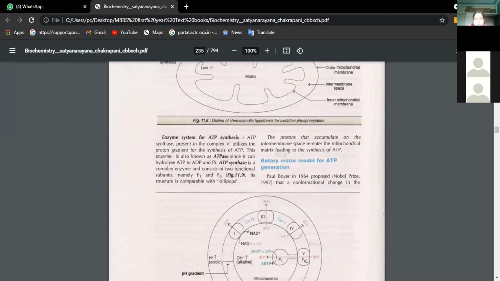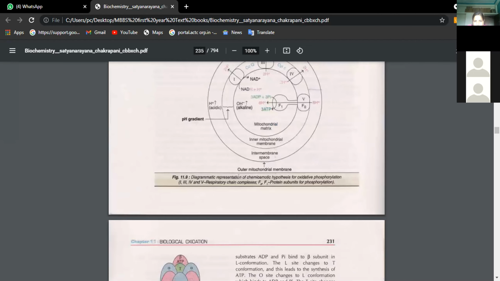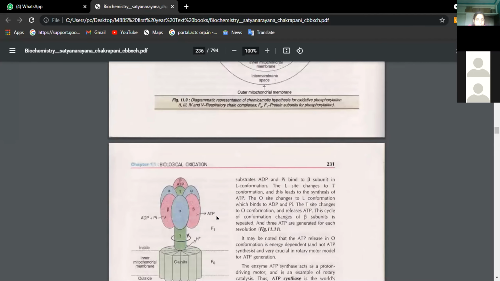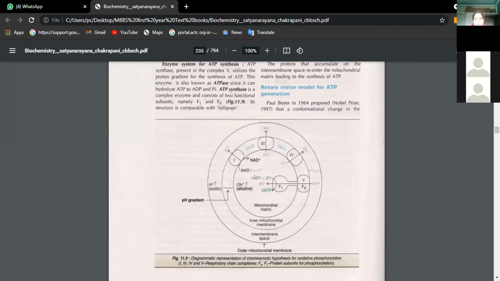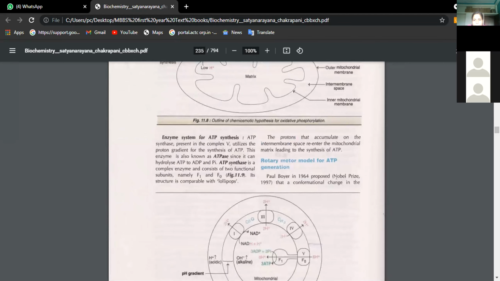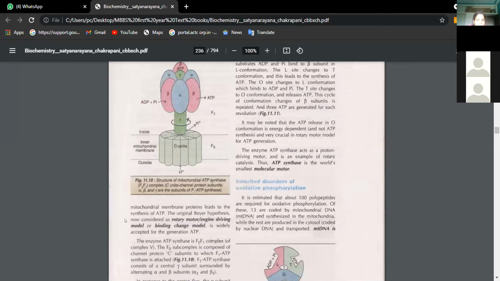So, the rotary motor model for ATP generation. For ATP generation, what is the model we have understood till now? The chemiosmotic hypothesis. But there is one more model which is called the rotary model. Beta, let us see what that is. It was proposed by Paul Boyer. That is, conformational change in the mitochondrial membrane proteins leads to the synthesis of ATP.